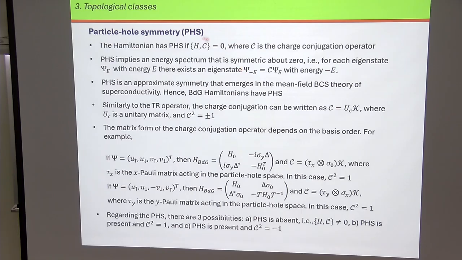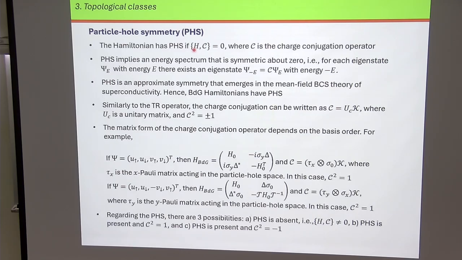So if this charge conjugation commutes with the Hamiltonian, then you have particle-hole symmetry. If it doesn't commute, you don't have it. Typically, in this Bogoliubov-de Gennes Hamiltonian, you will always have this particle-hole symmetry. Now, I must say that it's an approximate symmetry. It's not an exact symmetry. This Bogoliubov-de Gennes Hamiltonian, you get it after doing all this mean field approximation. So within this mean field approximation it is exact for the mean field, but in other situations, in general, it's not. Okay.